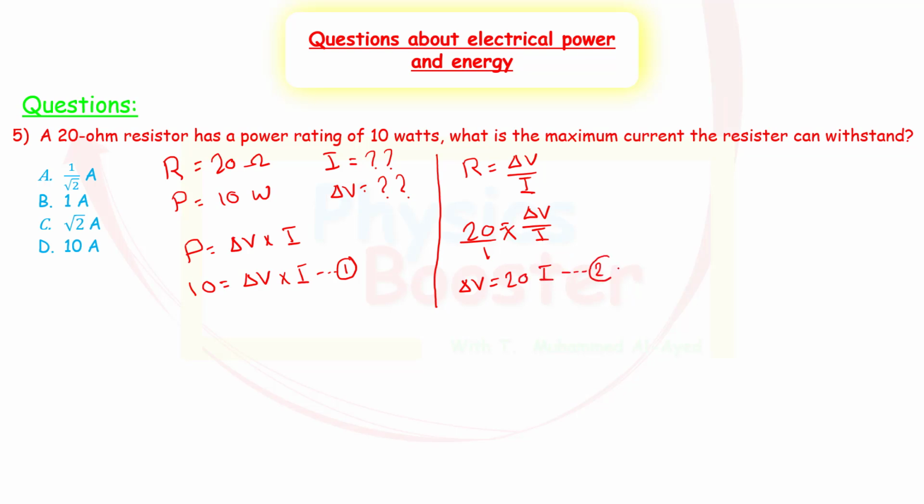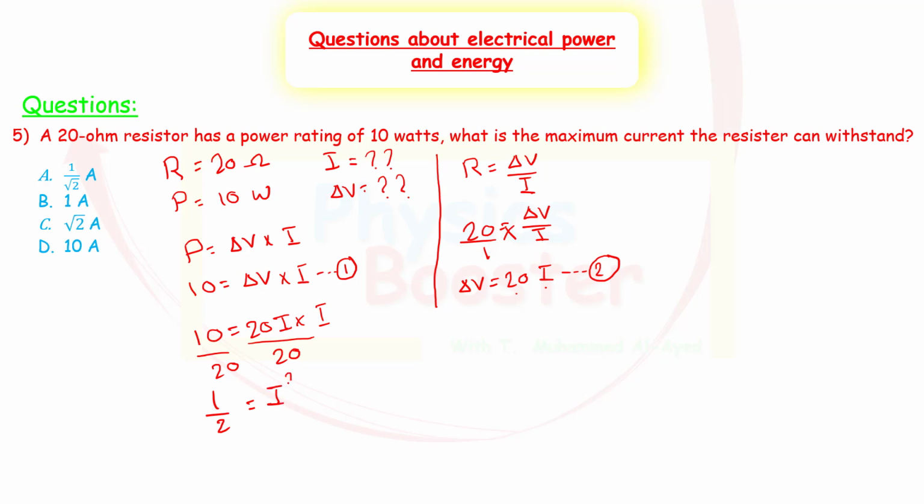By substitution, I already know that delta V is equal to 20 multiplied by I. So I will replace it in this equation. So I'm going to say 10 is equal to, instead of delta V, I'm going to say 20I, so 20I multiplied by I. Now I will divide both sides by 20, and I will get that 1 over 2 is equal to I multiplied by I, which is I squared.